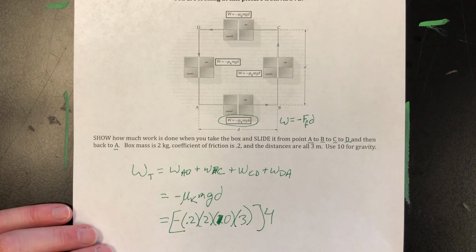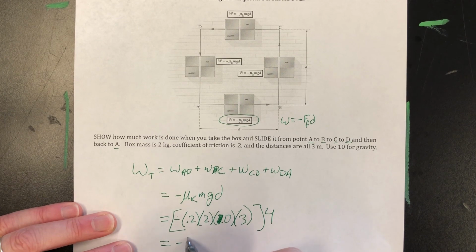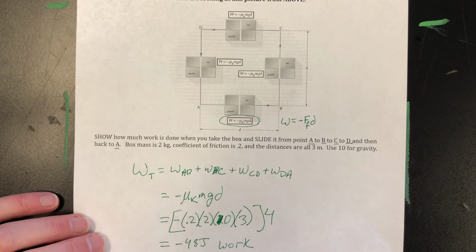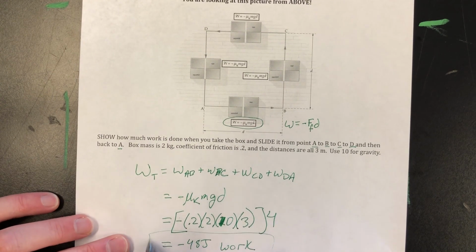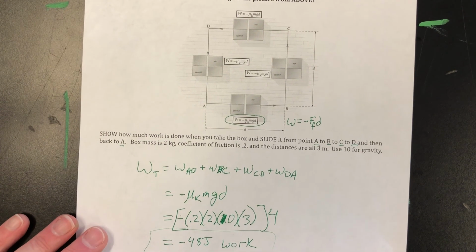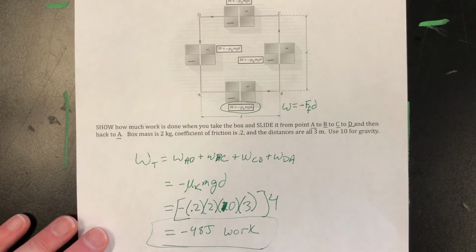So I'm going to do that. I'm going to take 0.2 times 2 times 10 times 3, and then I'm going to multiply that result times 4, and I end up with negative 48 joules of work. Okay, that is work done on the box because it is opposing the box's motion. I would do 48 joules of work to push that box in that path. And that is the end of the multiple choice review.